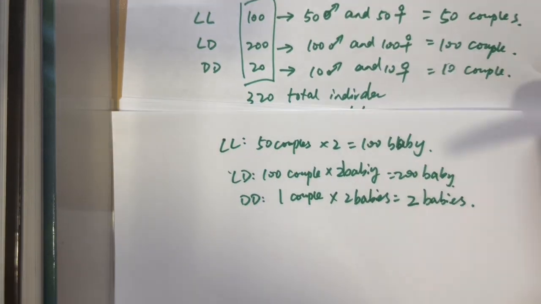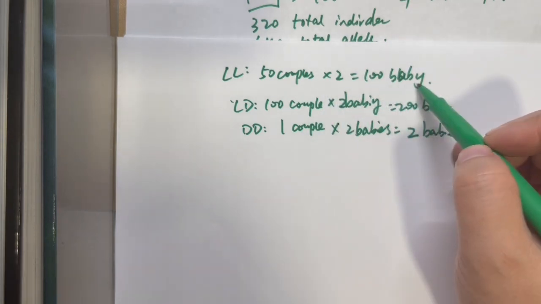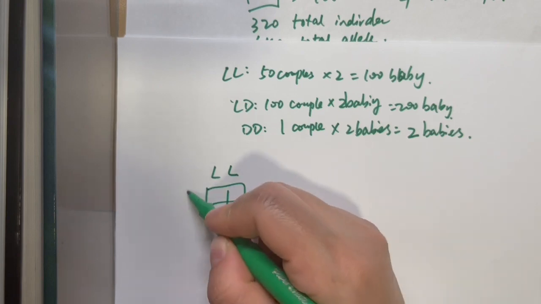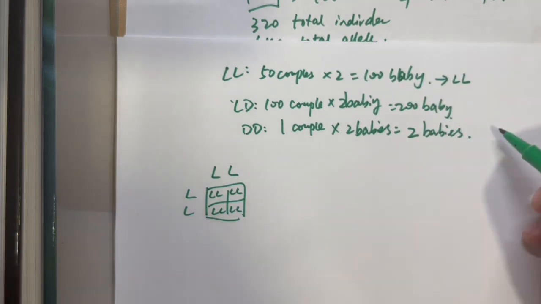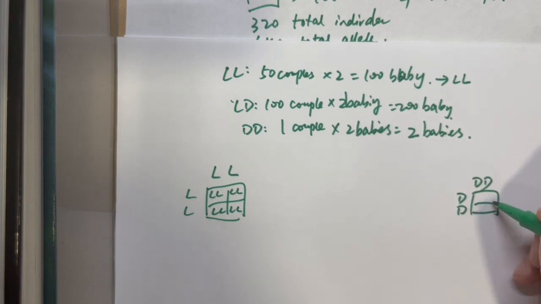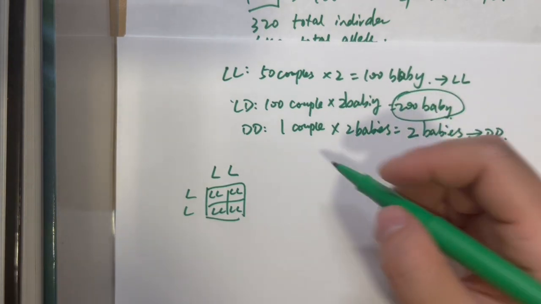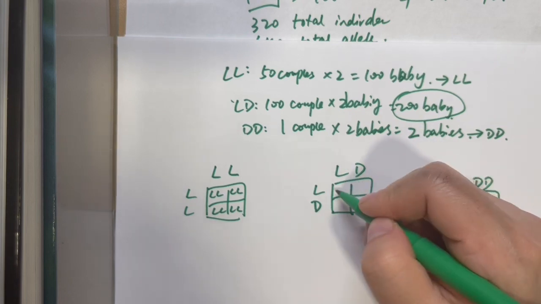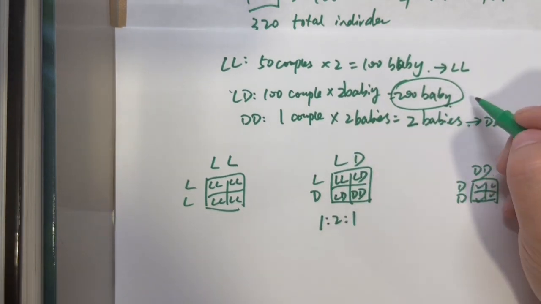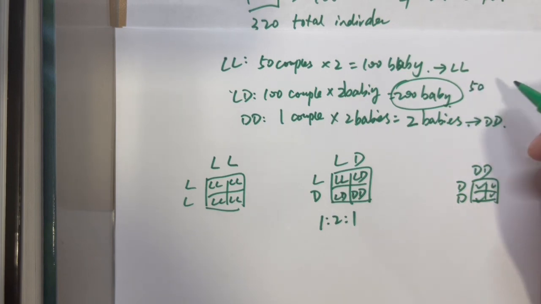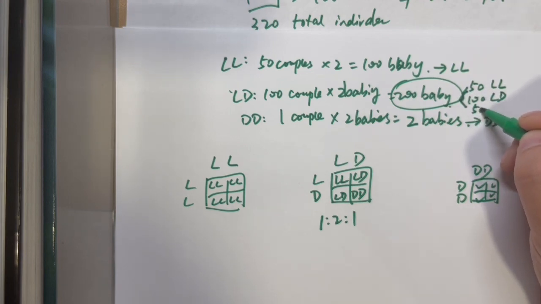Now we know the LL individuals' second generation will have 100 babies. From the LL cross, you will find everyone is LL, so these 100 babies are all LL. Same thing for the DD. If you do the crossing for DD, everyone is DD, so these 2 babies are definitely DD. The only thing you need to look at is the 200 babies from LD, because there you have to do the Punnett square. You don't have to show the Punnett square to me when you take the exam, though. You just need to know the 1:2:1 ratio. So 50 of them, a quarter of the 200, are LL, 100 of them are LD, and 50 of them are DD.